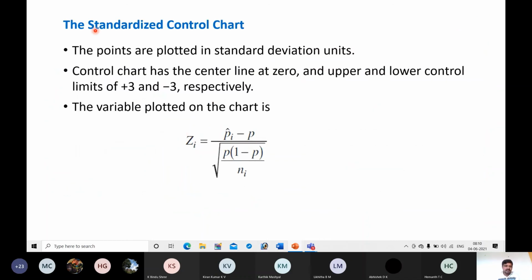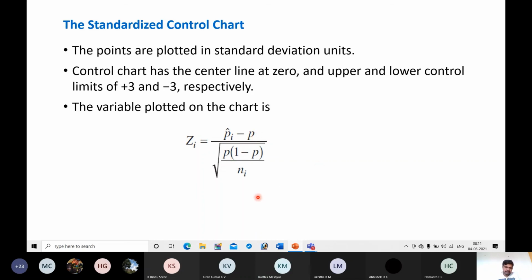Last approach, the standardized control chart approach. The points are plotted in standard deviation units. The control chart has the center line at 0, and upper and lower control limits of +3 and -3 respectively. The variable plotted on the chart is given by this Z value. So we are plotting these Z values. These are determined using this equation. P cap is the sample fraction non-conforming, whereas P is the process fraction non-conforming.